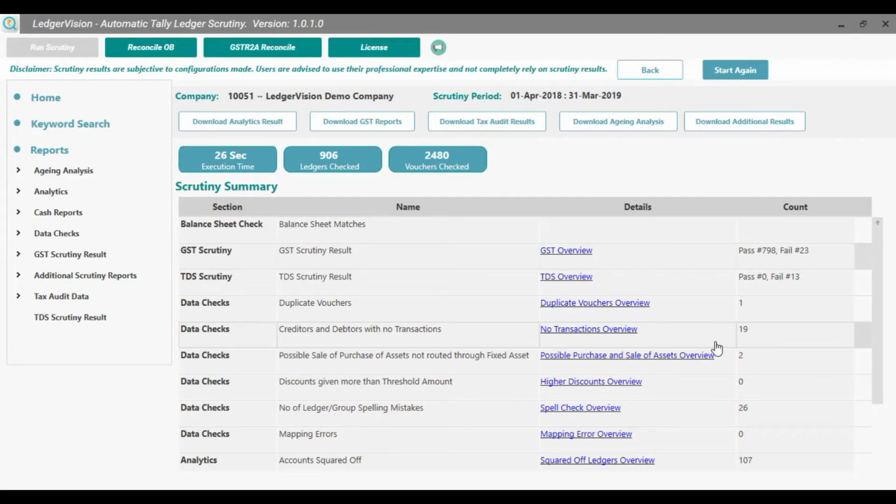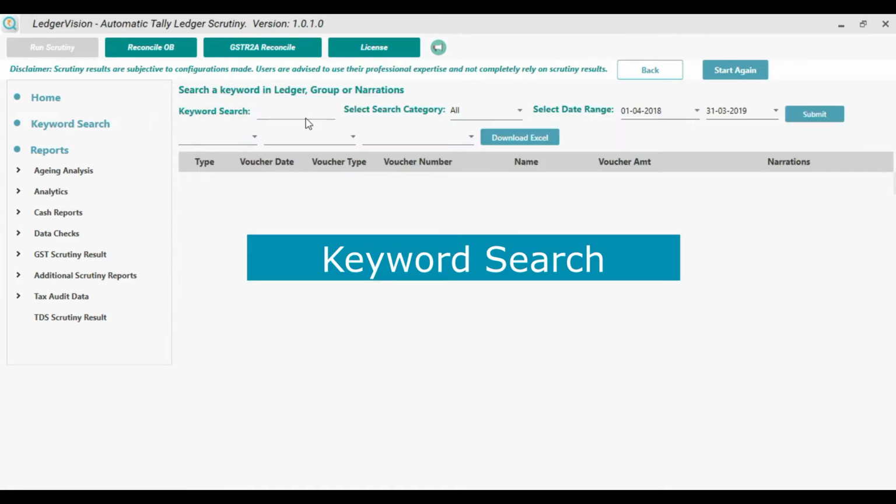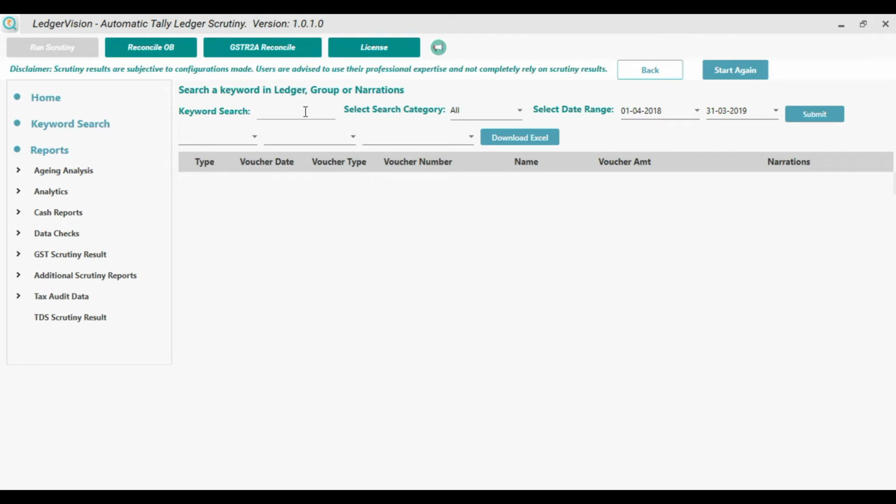Let us start with the reports. The first report is keyword search. You can use a keyword and search the reports required, for example, any expenditure of personal nature or prior period items. Whatever word you type here, let's see, the first word is say bill. So the software asks for the search category. What are the search categories?